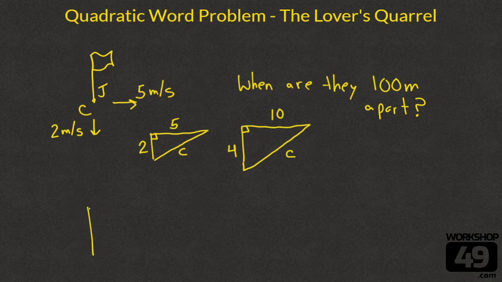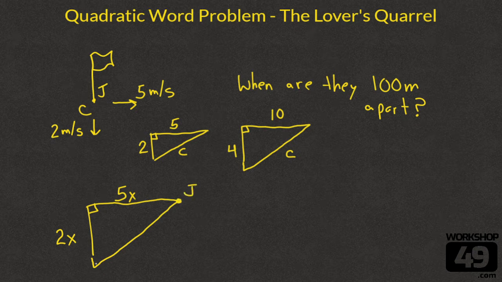So we're going to create our triangle, but instead of writing fixed sides, we are going to make our sides variables, where Jody's side is 5x, in that it increases by 5 every second, and Charlie's side is 2x. This triangle is clearly not drawn to scale, but it doesn't matter because it's a variable side triangle. And our diagonal, because in the end, we want to know, when are they 100 meters apart?